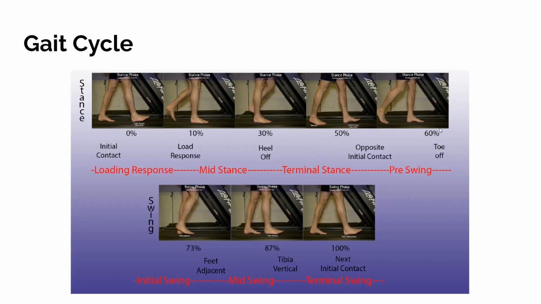From 0 to 60 percent of the cycle is in stance. After 60% is swing. After that you will move forward and your tibia will be vertical. After that you will land with your heel. So these are the phases: load response, mid stance, terminal stance, and pre-swing, and initial swing, mid swing, and terminal swing. So these are the normal phases.